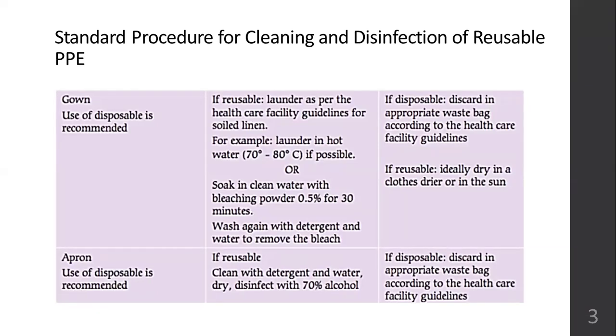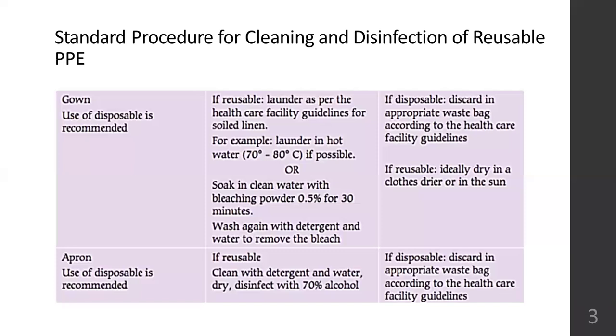Otherwise, if temperature control is not possible, as certain washing machines don't have temperature control, you make 0.5% bleaching powder solution. For 30 minutes, you immerse the gown in this bleaching powder solution, then wash it again with detergent to remove the bleach, and then dry it and use it. So if temperature control is not available in the washing machine, 0.5% bleaching powder dilution can be used for 30 minutes.